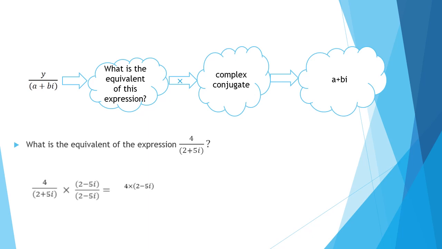We will get 4 multiplied by 2 minus 5i over 2 plus 5i multiplied by 2 minus 5i. Then we are going to multiply 4 by the two terms 2 and negative 5i, and we will get 8 minus 20i. Now, when we multiply a complex number by its conjugate, we get the formula a squared plus b squared, which is equal to 4 plus 25. Then we can complete solving. It will be 8 minus 20i over 29, which is equal to 8 over 29 minus 20 over 29i.